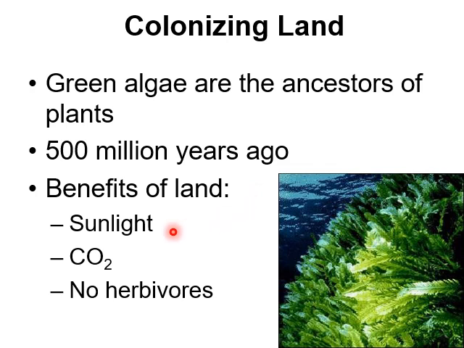Up on land, there's more sunlight, because when sunlight goes through water, it gets filtered out, so there's less of it the deeper you go. There's more sunlight on land, there's plenty of carbon dioxide, and for those first plants that moved up onto land, the really key thing is that there weren't any herbivores there because there weren't any animals on land yet. So it was an enemy-free zone. There were no animals up there to eat them. That would have been a huge benefit to moving up on land, which is why they did it.